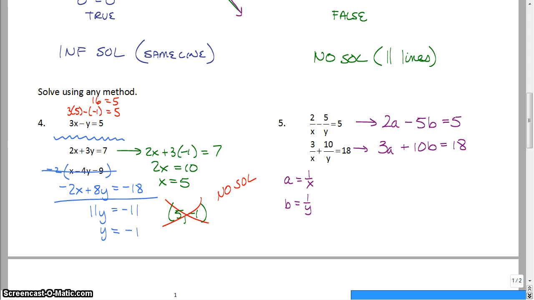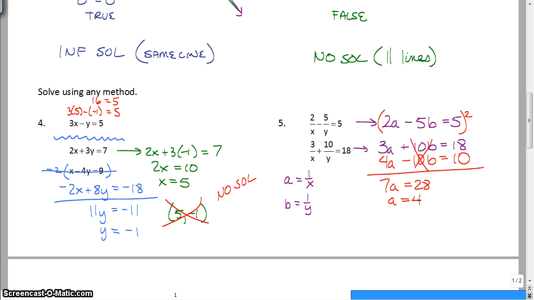Now we just solve it like a system. So we can multiply the top one by 2. And that'll give us 4a minus 10b is equal to 10. And this is going to go away. So we're going to have 7a is equal to 28. So a equals 4.